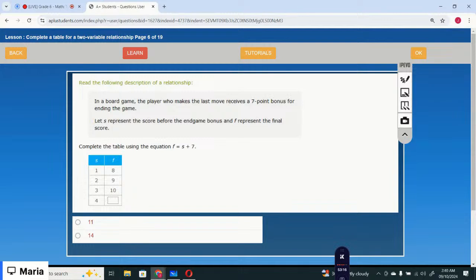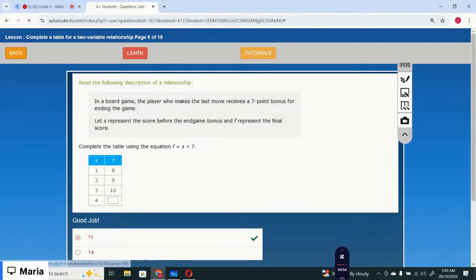Complete the table using the equation f equals s plus 7. So, which is the correct option? The correct option is option number 1, right? Okay, you can complete the lesson by yourself later today.